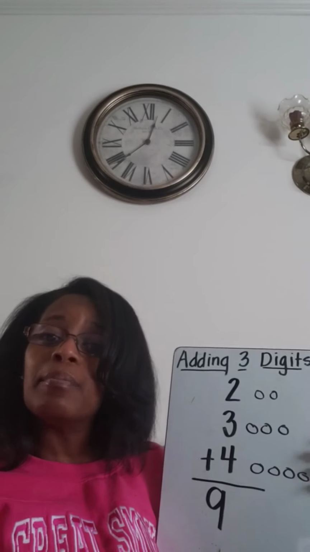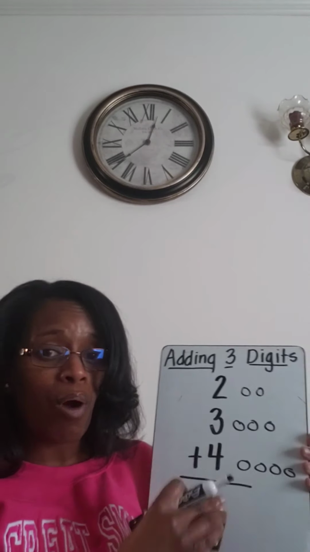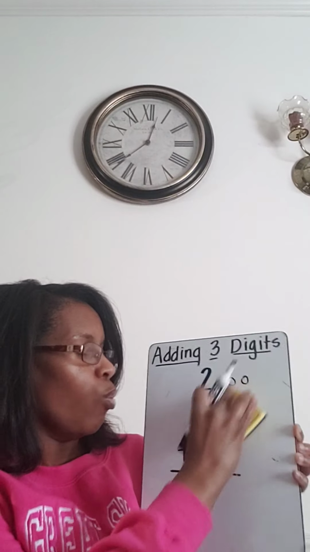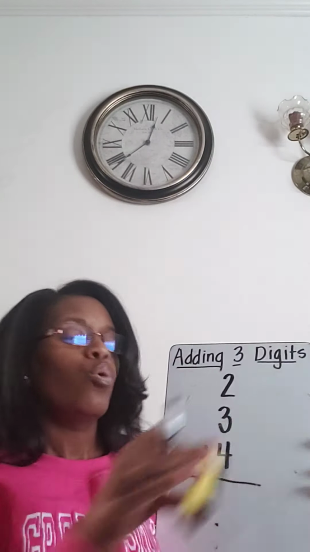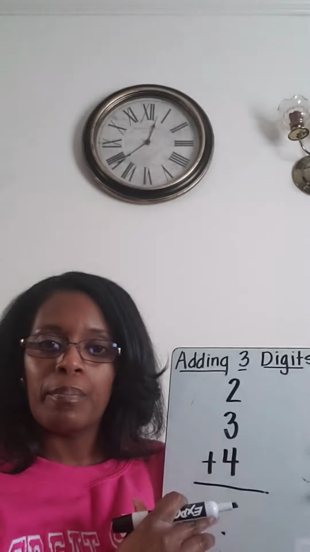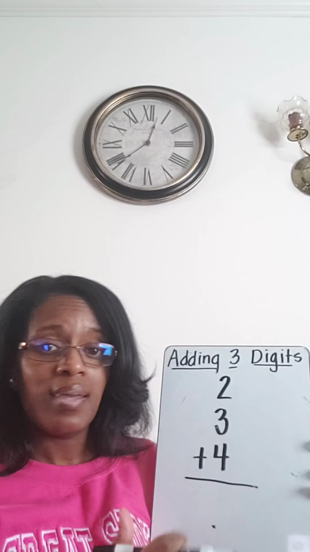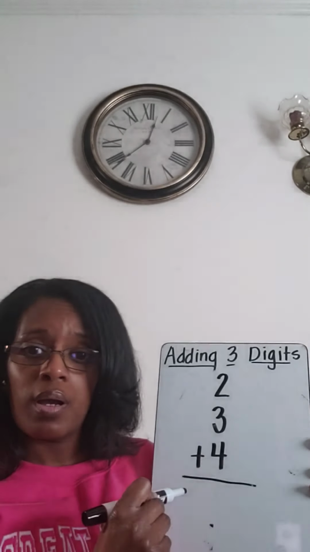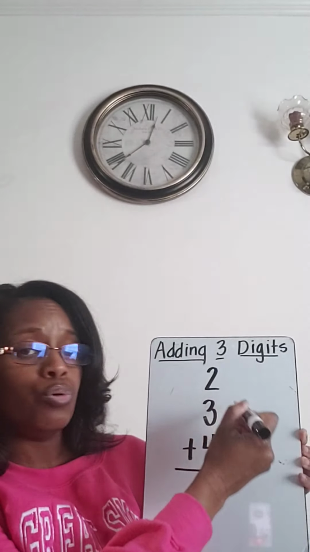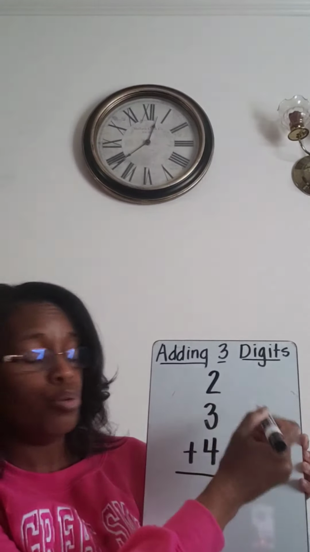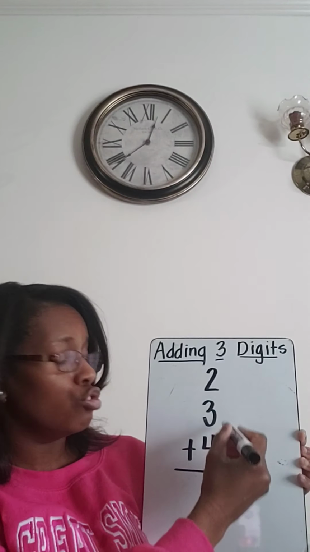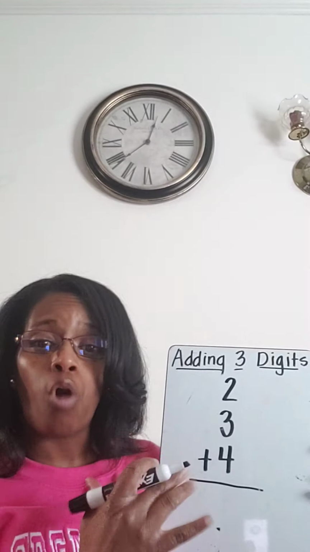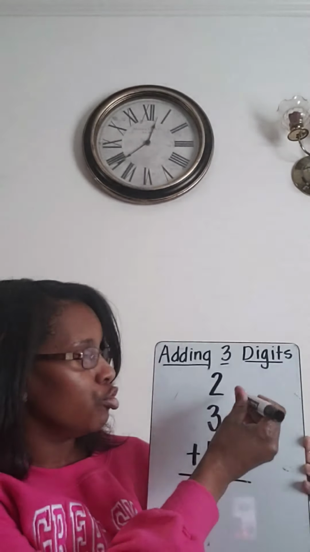Okay, now I'm going to do this same problem, but I'm going to do it a different way. Because when you're adding 3 numbers, you can do it more than one way. So let's look at this. I've got 2 and 3 and 4. I've got 2 numbers kind of on the top, 2 and 3. And then I've got 2 numbers on the bottom, 3 and 4. So I'm going to start with my first 2 numbers, 2 and 3.